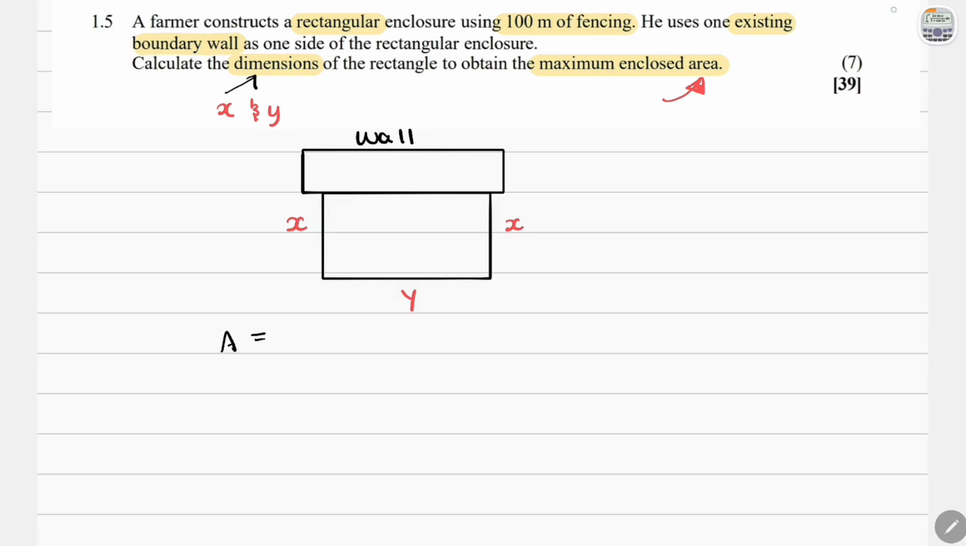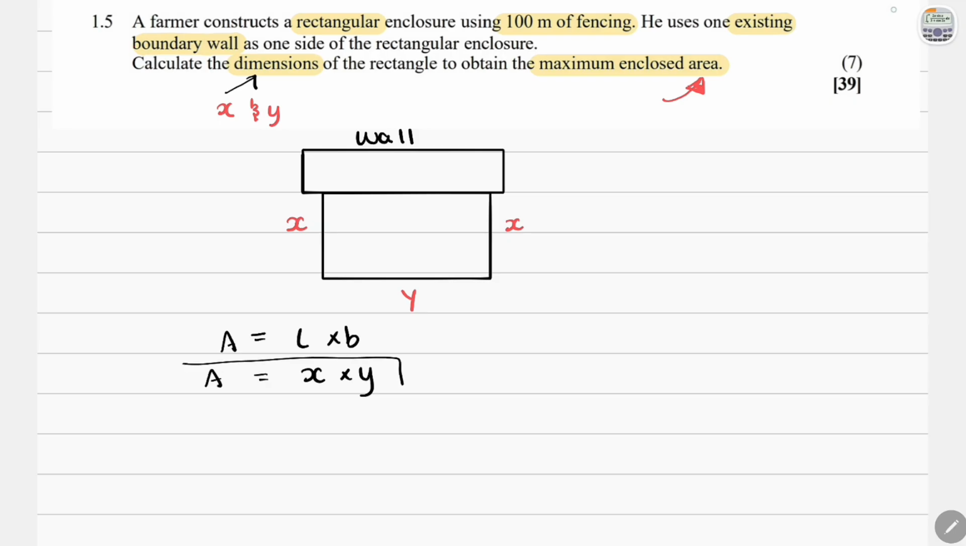And to find the area, we're going to say length times breadth normally, right? So L times B. But in this case, I've decided to call the breadth x and the length y. So we're just saying x multiplied by y, and that would give us the area of the shape. So we need to solve for x and y. That will ensure that this area is a maximum.